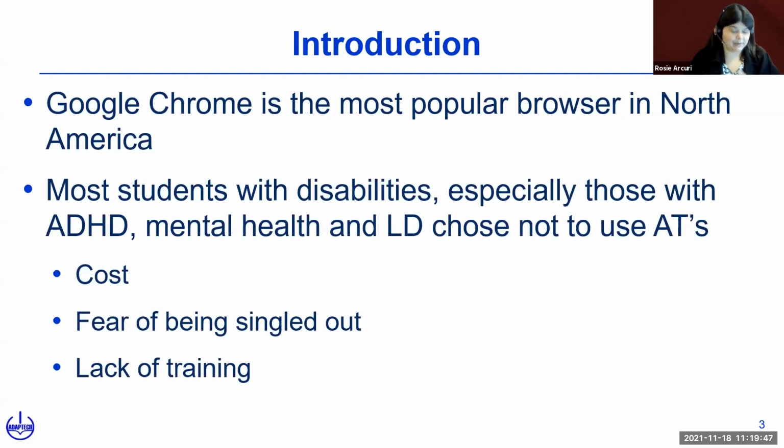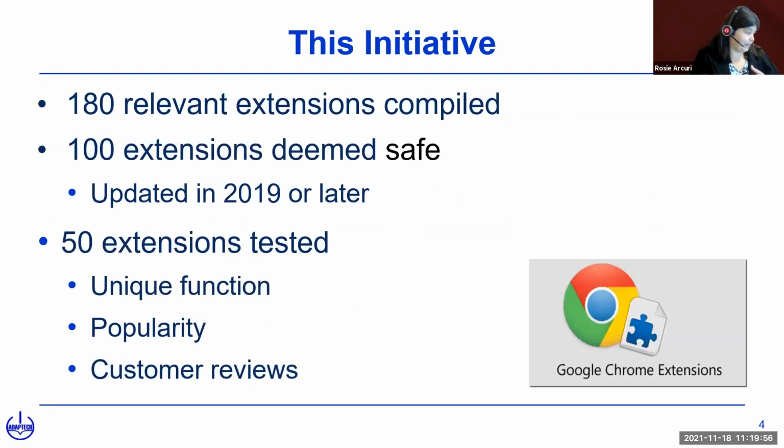So we know this. And then we also know that the Chrome browser is by far the most popular browser in North America. So what we did is we looked into what kind of Chrome extensions existed. We did that in different ways by looking at different articles, the top 10 articles for students or for people with disabilities, but also simply by typing in things like reading, writing, note-taking, productivity, mice alternatives, things of that nature.